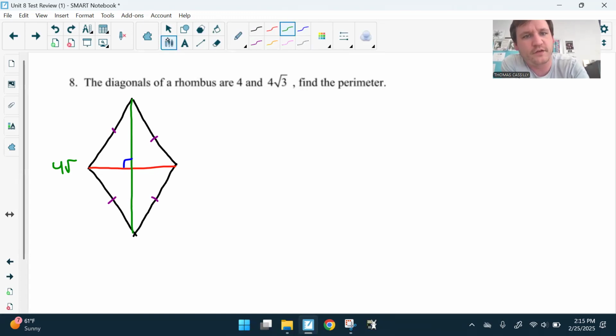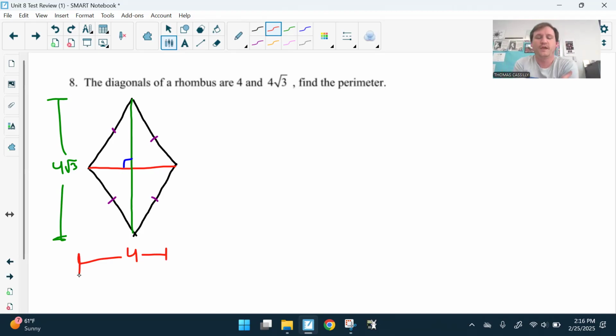So let's try that again. 4 square root of 3. That's this entire top and bottom, right? The other one is just 4 to the left and to the right. Now, since this is a rhombus, it's also a parallelogram. We know that in every parallelogram, the diagonals bisect each other. So they cut each other in half. So we could do something like that.